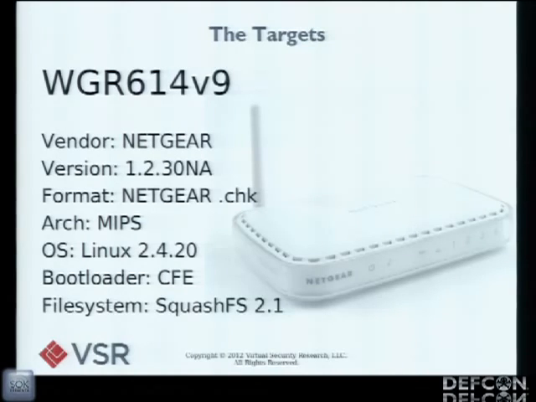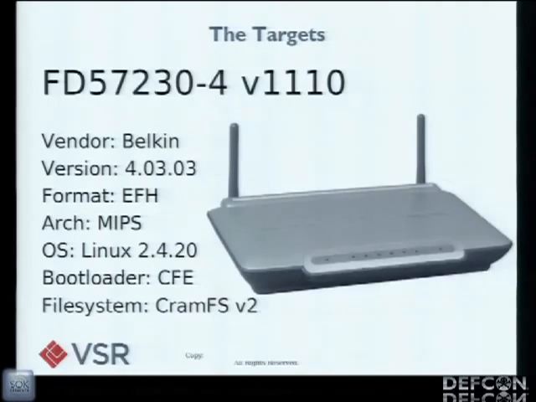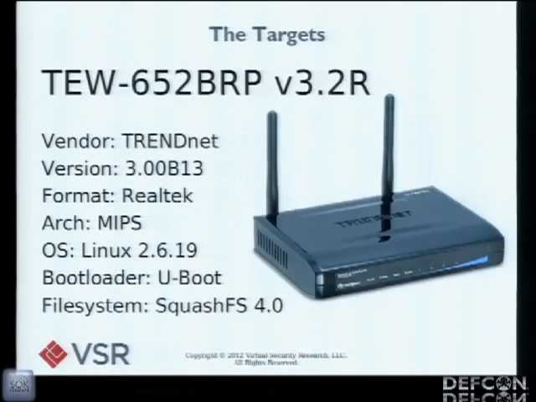The next router that I looked at was a WGR 6.4 version 9. Pretty much the same specs across the board, except it's using an even older version of SquashFS. Next router was the Belkin FD57234 with version 1110. It uses the extended firmware header format, which is proprietary to Belkin, I believe. Again, MIPS, same old version of Linux, the same bootloader, but this uses the read-only CRAMFS file system.